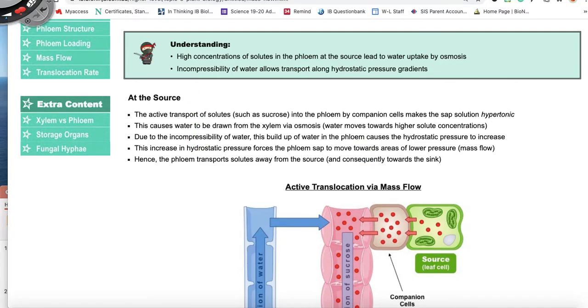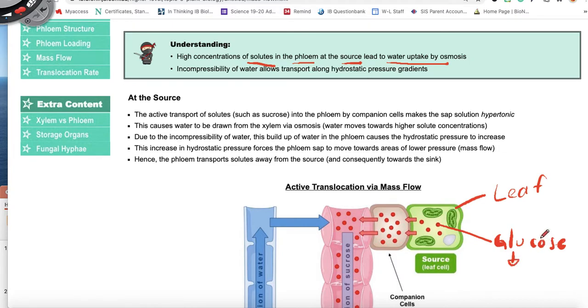So the first essential understanding is that high concentrations of solutes in the phloem at the source lead to water uptake by osmosis. So the source, where glucose is made, that's the leaf cell, right? So this is the mesophyll cell. So this is the leaf, this is the source.